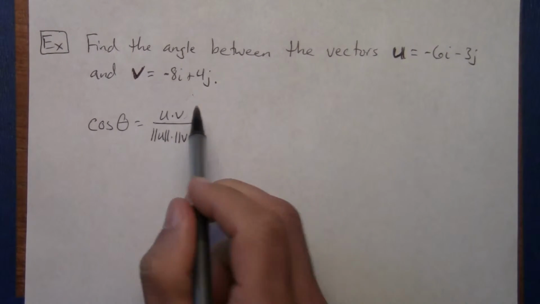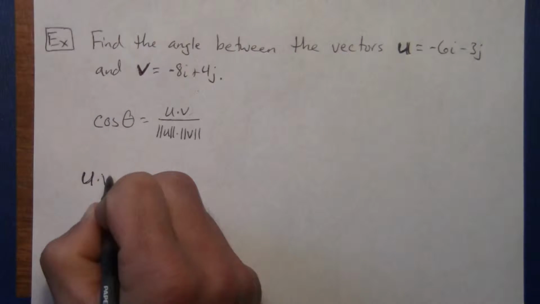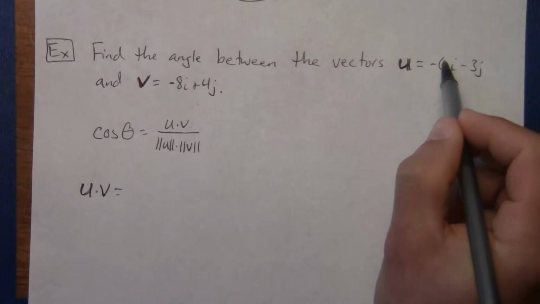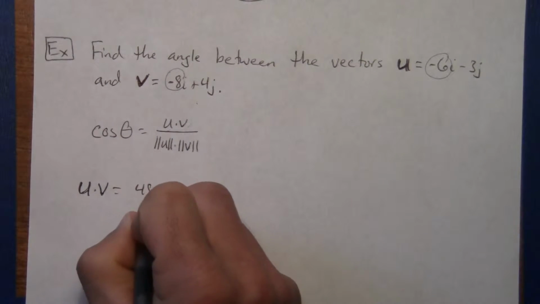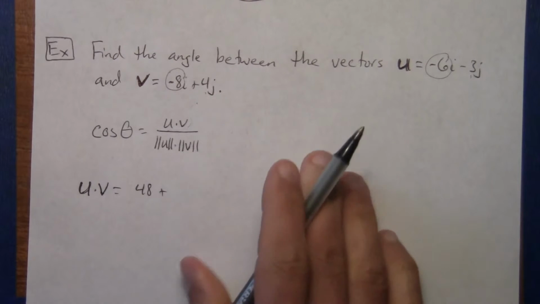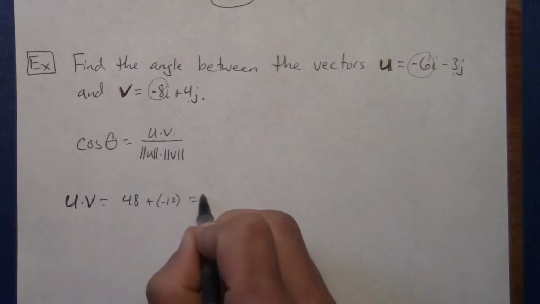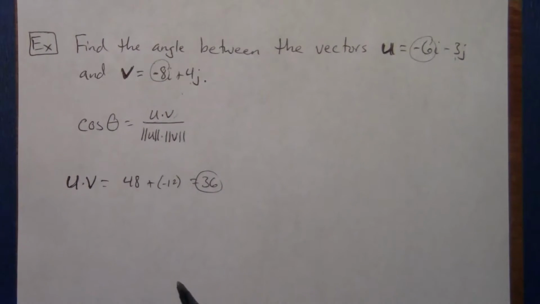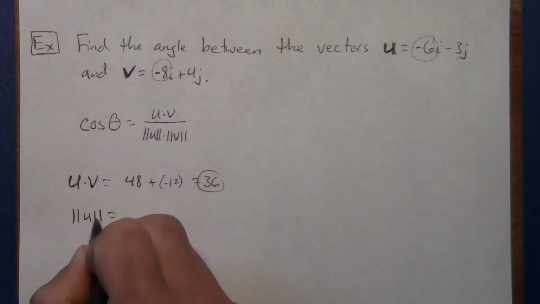So big idea, I need to find u dot v. Like we did up above, multiply the x components together. If I multiply -6 and -8 together, that's going to give me 48. Plus, if I multiply -3 and 4 together, that's going to give me -12. So I know u dot v is actually 36. So that's my numerator.